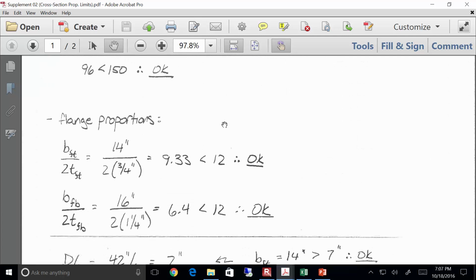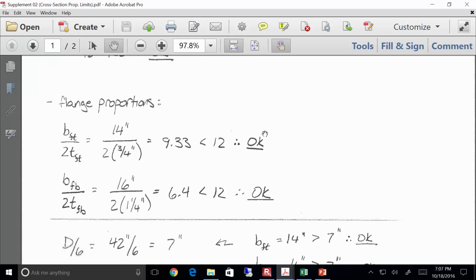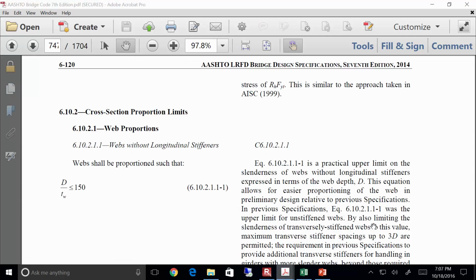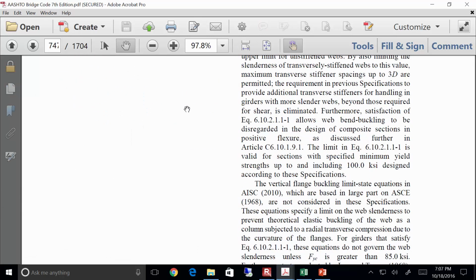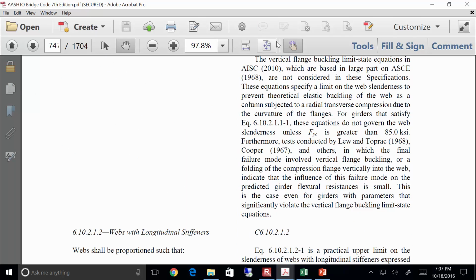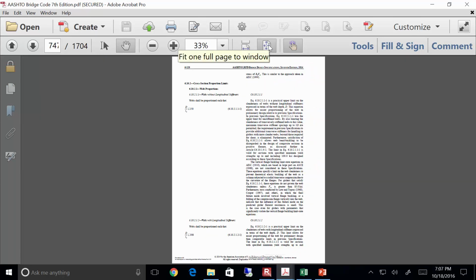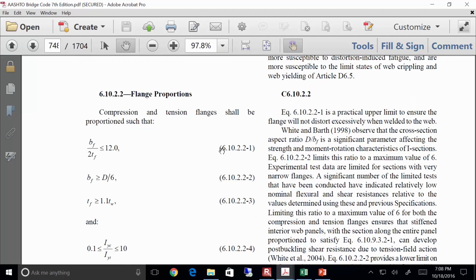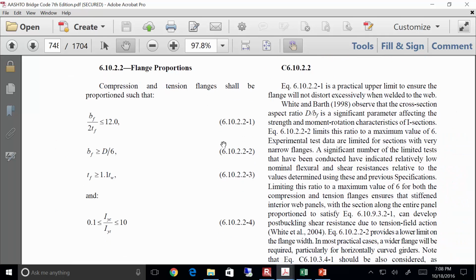All right, flange proportions. Let's go to the spec because I want to go back and forth and make sure that we're seeing where the stuff's coming from. So I'm going down. Now notice all this stuff here on the right is the commentary. So if you want to know where this is coming from, there you go. Okay. So now I'm in flange proportions. Compression flanges and tension flanges shall be proportioned such that the following limits are met. So the first one, BF over 2TF has to be less than or equal to 12.